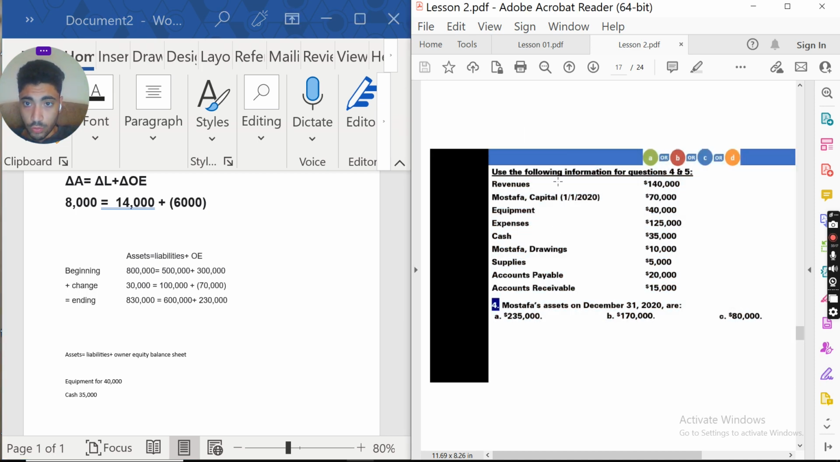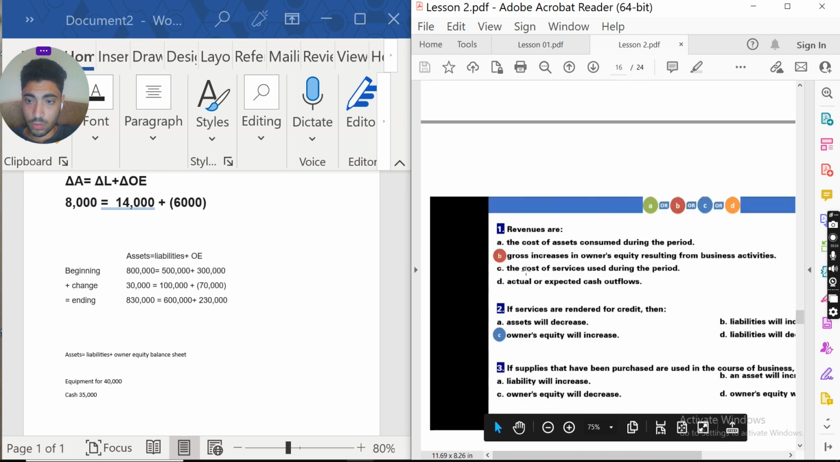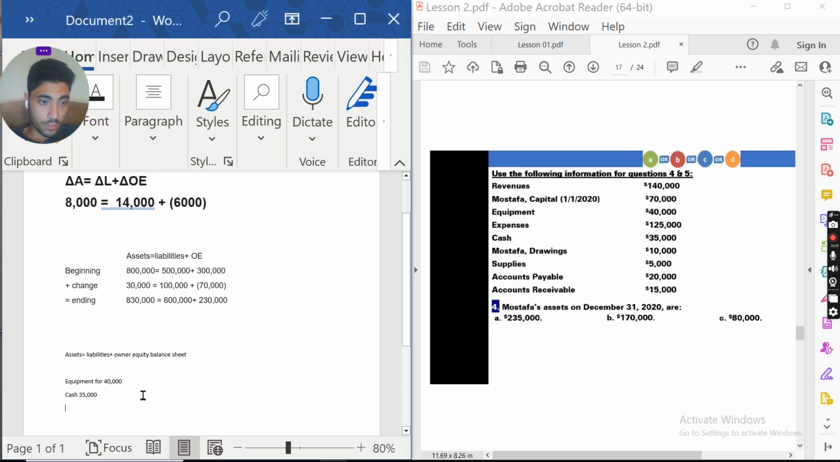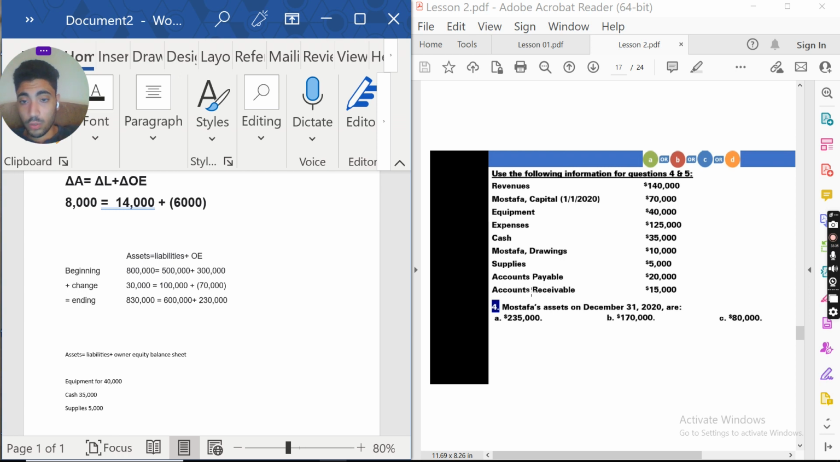Supplies for 5,000. Accounts payable, accounts receivable. Also, it's an asset. Account receivable, 15,000 pounds.